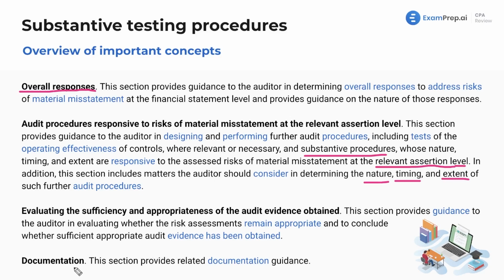Lastly here, documentation. This section is going to talk about documentation guidance. Like I said, we've also got another lesson on documentation. It all comes together. This is just one big engagement. Overall, this is really just going to apply to audits because in audits, we're the ones doing the actual substantive procedures as compared to other particular engagement types.